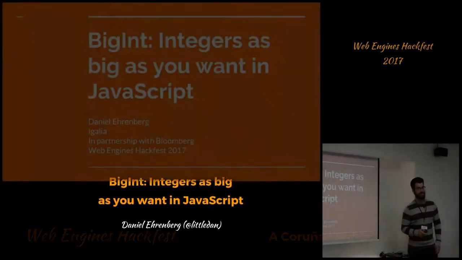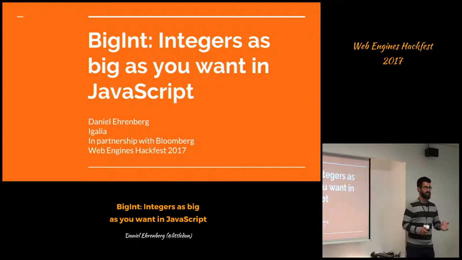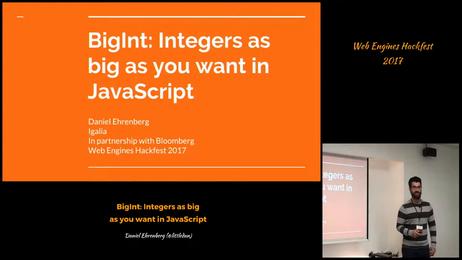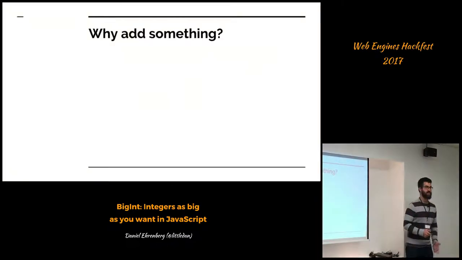To talk about BigInt, which is a feature that I'm working with a bunch of people on adding to JavaScript and web platforms. With BigInt, you can have integers as big as you want. So, first question is why? We already have numbers. Numbers in JavaScript are double precision floating point numbers.